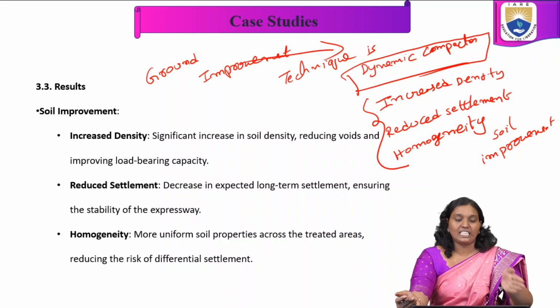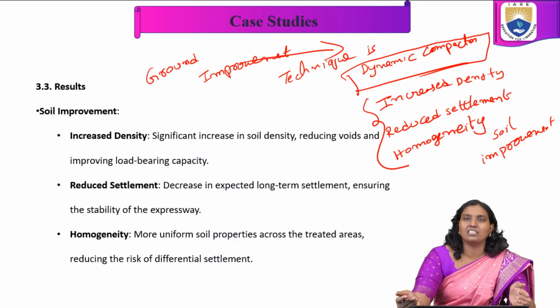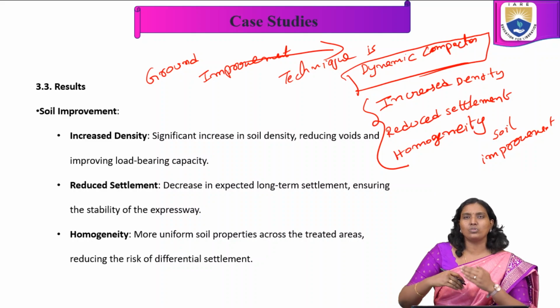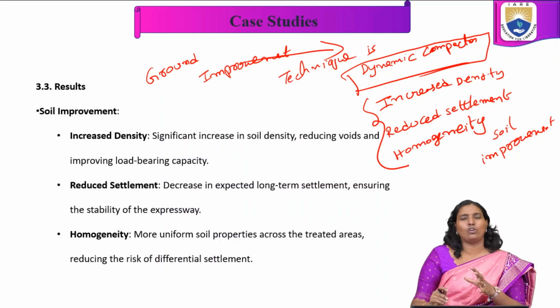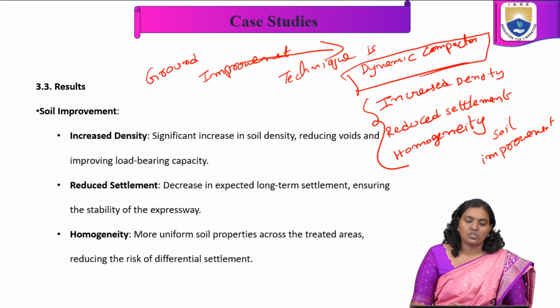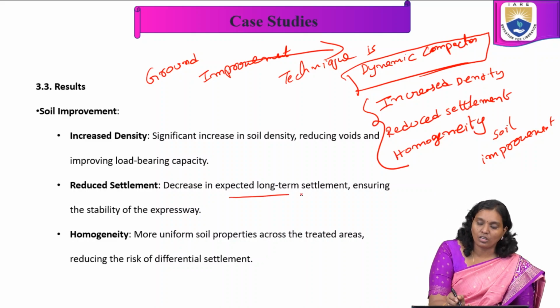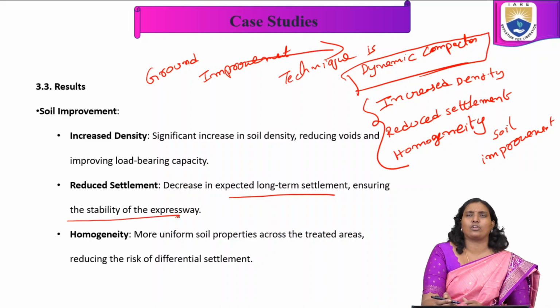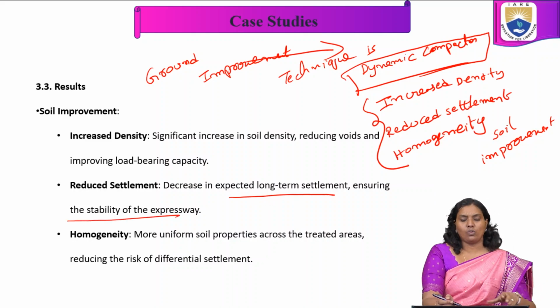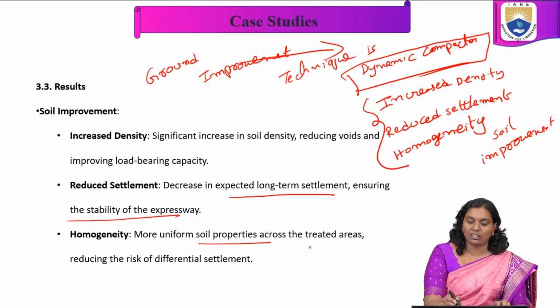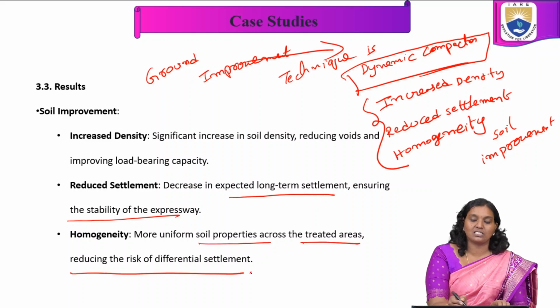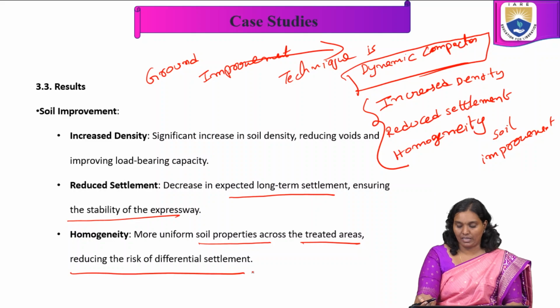Increased density means a significant increase in soil density, reducing voids and improving load bearing capacity, and it also reduces the settlement, because these heavy impact loads make the configuration denser. That's why there is a decrease in expected long-term settlement, ensuring the stability of the expressway, and also more uniform soil particles across the treated areas, reducing the risk of differential settlements.